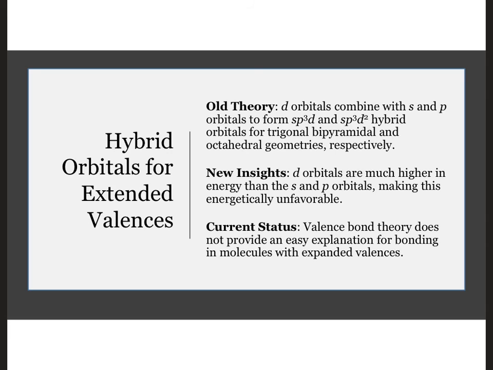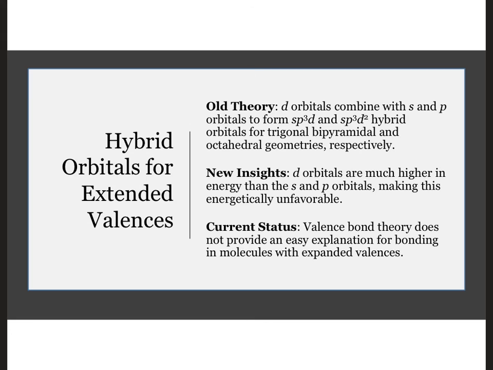In this lecture, we've considered how to hybridize atomic orbitals to make up to 4 electron domains around a central atom, which gives us a tetrahedral electron geometry. So how do we get 5 and 6 electron domains for trigonal bipyramidal and octahedral geometries? When I learned about valence bond theory 25 years ago, chemists thought that d orbitals could combine with s and p orbitals to form hybrid orbitals such as sp3d for the trigonal bipyramidal geometry and sp3d2 for the octahedral geometry.